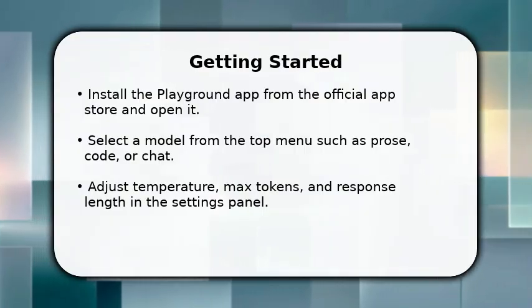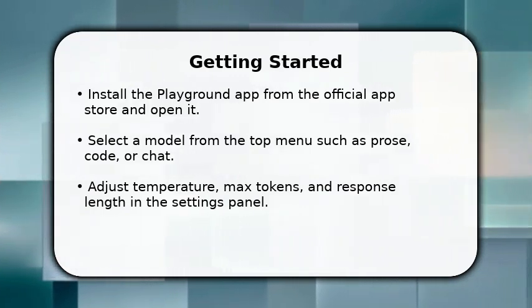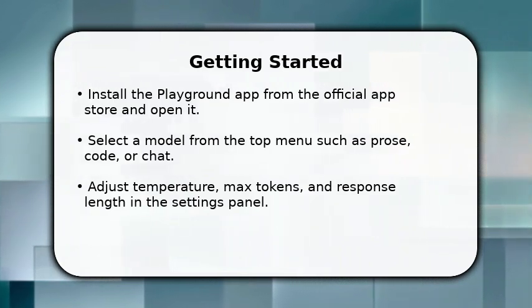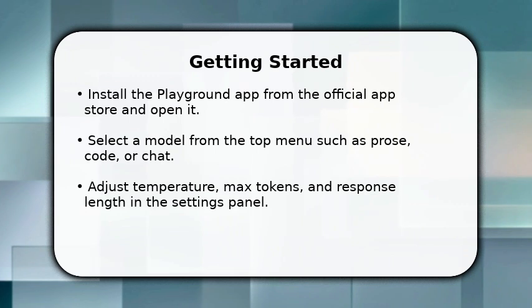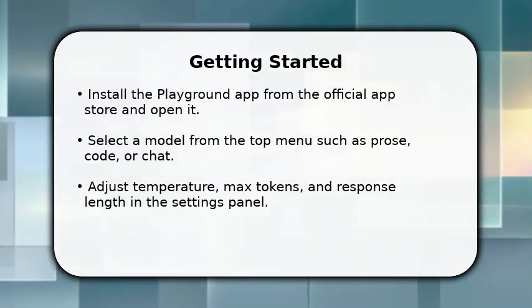Welcome to the Playground app walkthrough for creative and productive AI use. First, install the Playground app from the official App Store and open it. Create an account or sign in using email or single sign-on methods. Select a model from the top menu such as Prose, Code, or Chat.